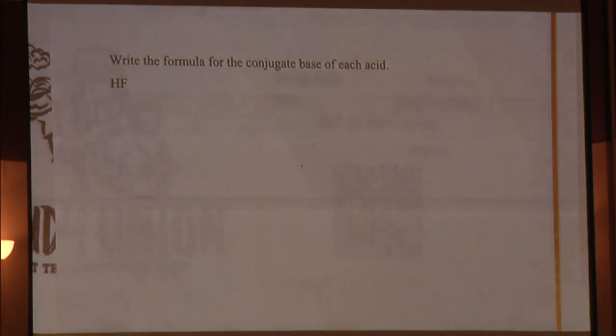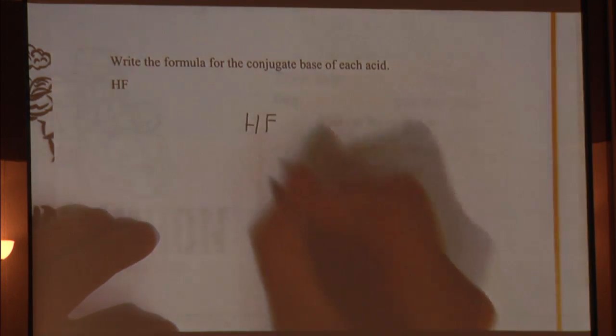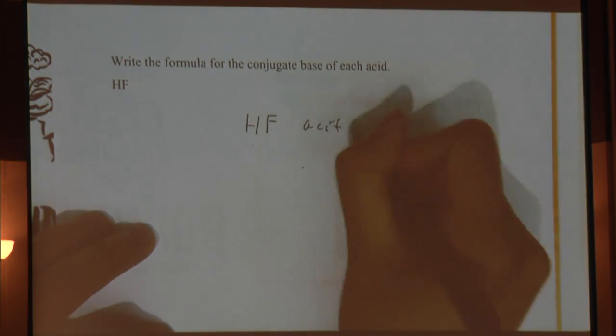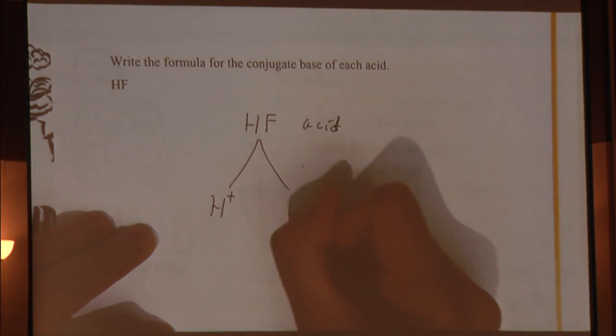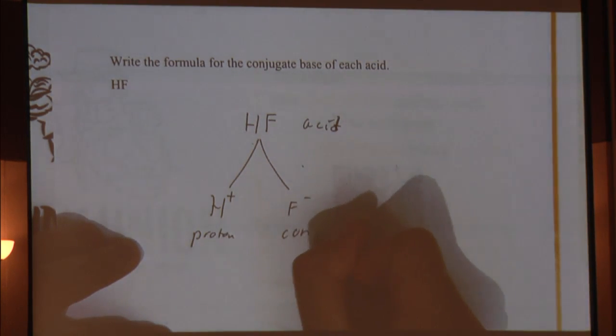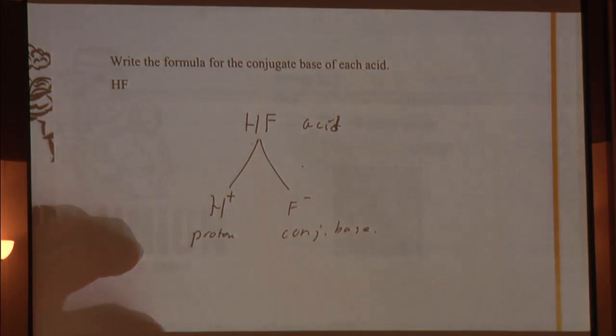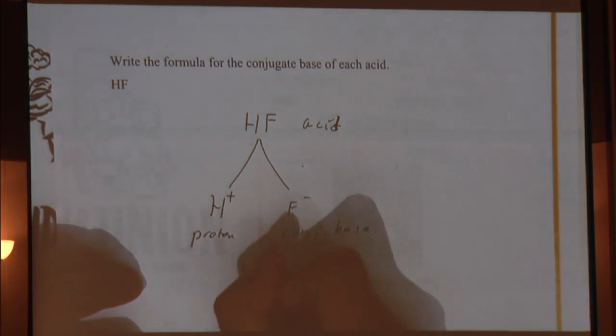So for our next example, we need to write the formula for the conjugate base of this acid. So remember that when we take an acid and we split it, we get a proton and a conjugate base. So then this right here would just be our conjugate base, this fluoride ion.